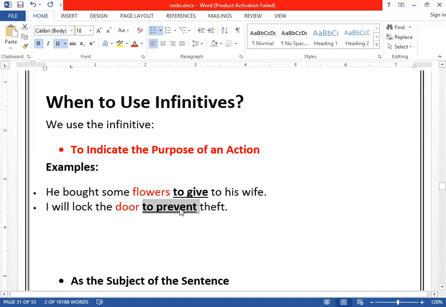You want to say, I will study hard. Why will you study hard? To get first position. Purpose: to get first position. So we use infinitive to show the purpose of an action.